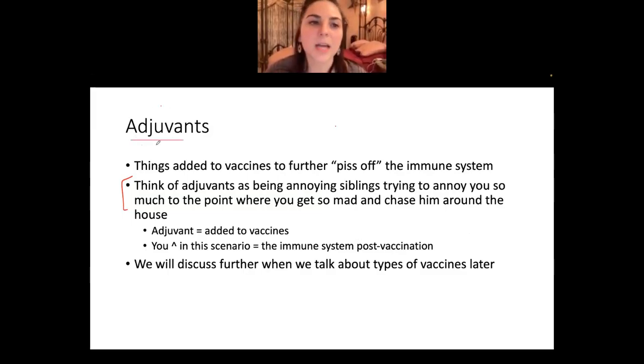But a lot of the time, when you got your COVID vaccine and some of you were really sick after the second day, that's good. After the second shot, you kind of wanted to get sick, because that means you made a really intense immune response. Sometimes that can happen after the first time you get a vaccine, and that's because of these adjuvants. They're things you're specifically trying to add to annoy the immune system to get it activated and ready to go.